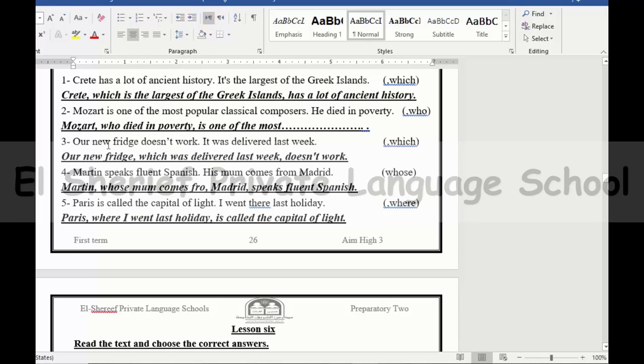Number 3. Our new fridge doesn't work. It was delivered last week. Use which. So our new fridge, which was delivered last week, doesn't work. Martin speaks fluent Spanish. His mom comes from Madrid. Use whose. So Martin, whose mom comes from Madrid, speaks fluent Spanish. Number 5. Paris is called the capital of light. I went there last holiday. Use where. So Paris, where I went last holiday, is called the capital of light.